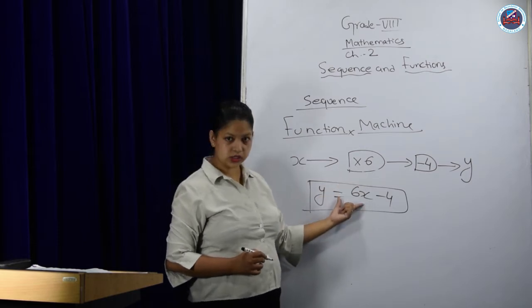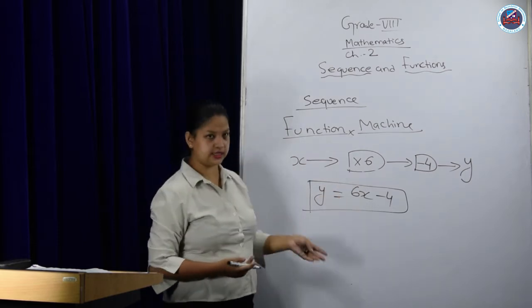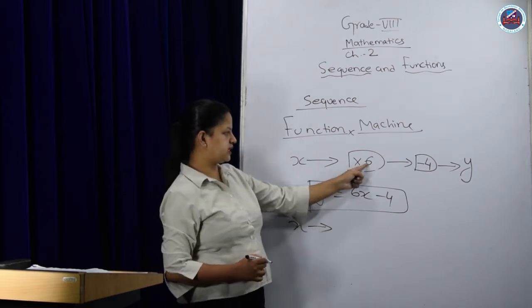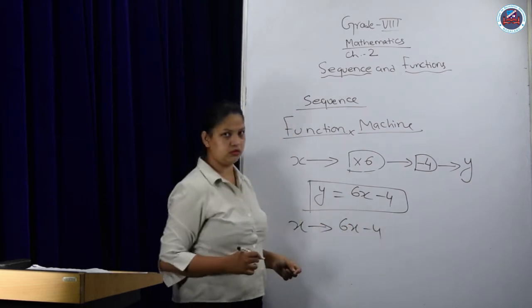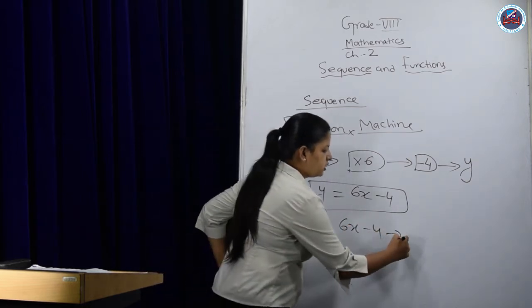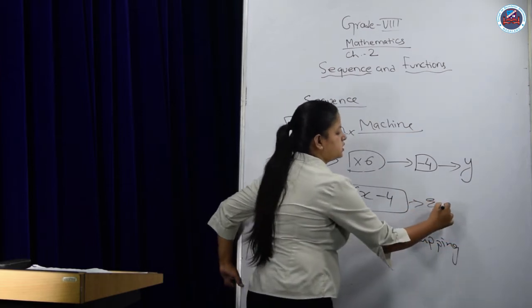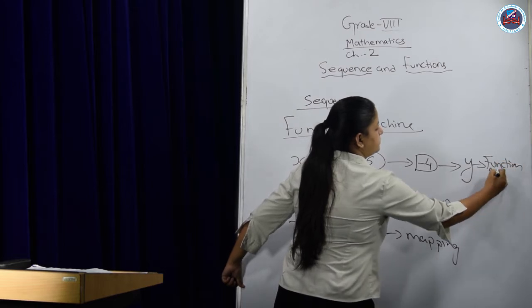And the mapping is how x is being changed, how x is being mapped. x is mapped to 6 times x minus 4, that is 6x minus 4. Basically y is a mapping of x itself. So this we call the mapping, this we call the equation, and this we call the function machine.